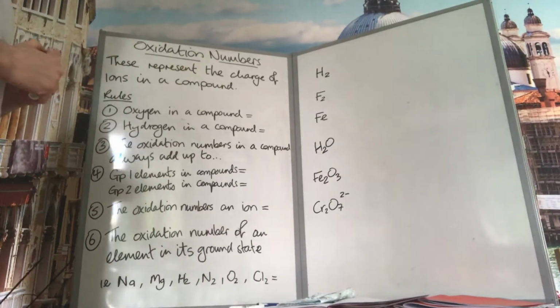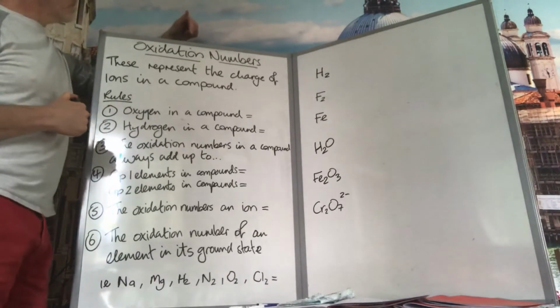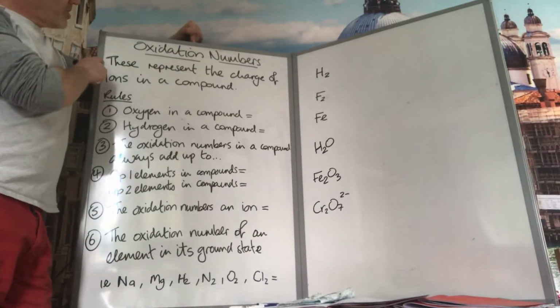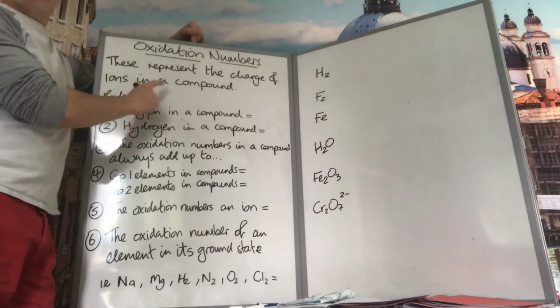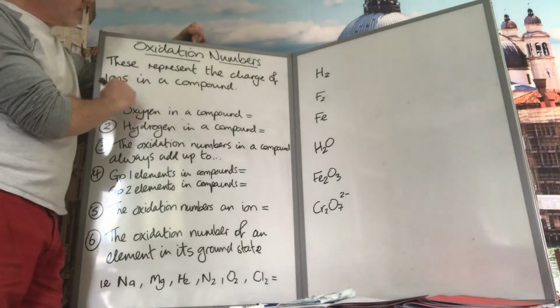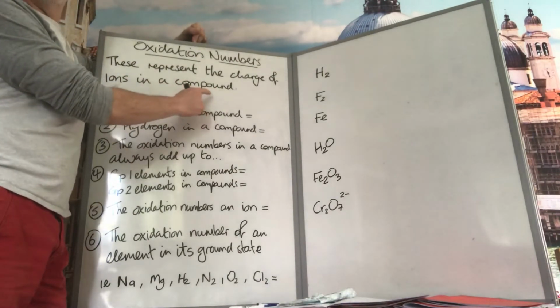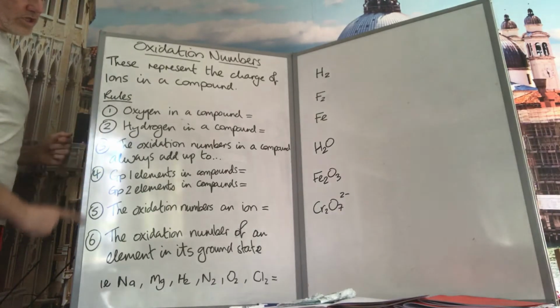Okay, for higher students only then. Oxidation numbers. Definition. These represent the charge of ions in a compound, or the charge of the ions within a bigger ion. Okay. There are certain rules here which we need to apply.